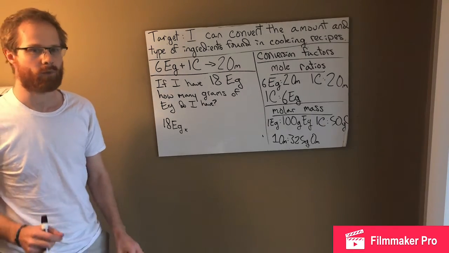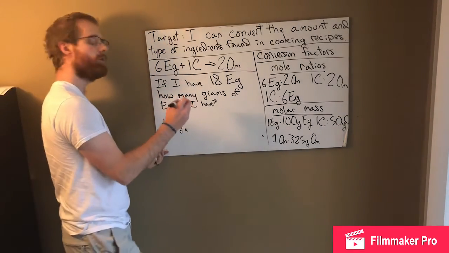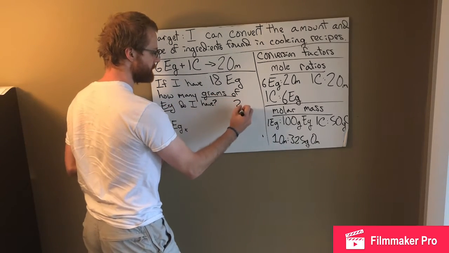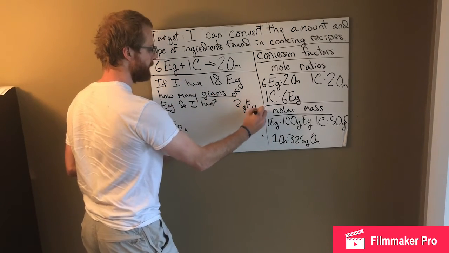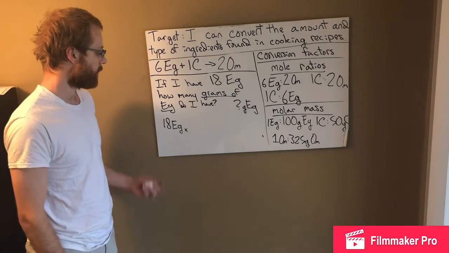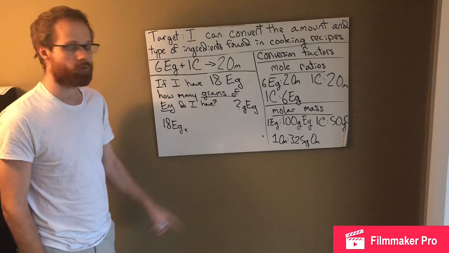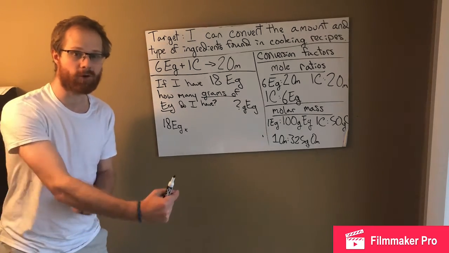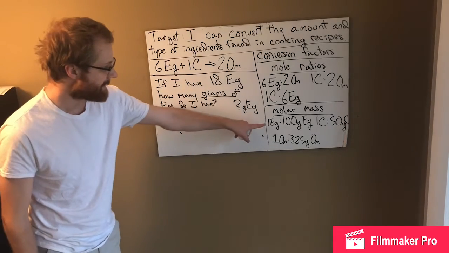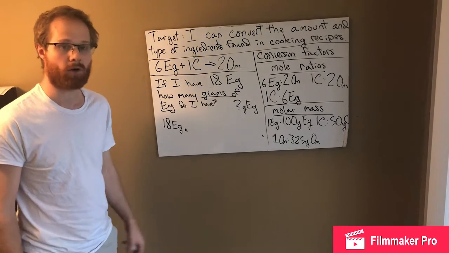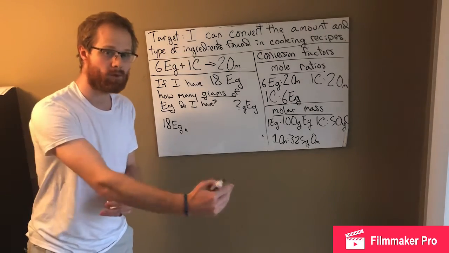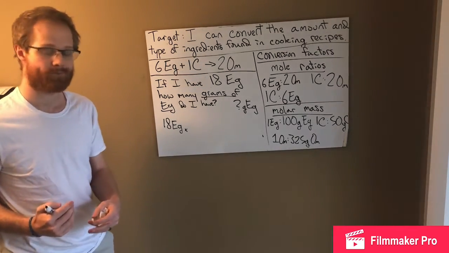Well, to figure that out, we need to look at our unknown. See, we don't know how many grams of EG we're going to have if we get 18 eggs. So we need to figure out the grams of EG this time. We're doing the reverse of what we just did in the previous 2 problems. So once again, I'm going to use my molar mass. See, molar masses are really useful for converting grams to moles and moles to grams.